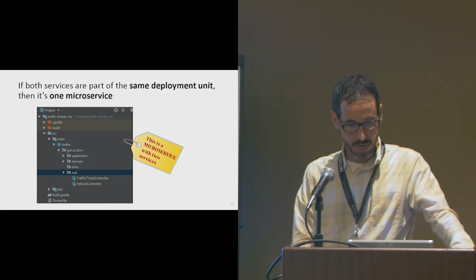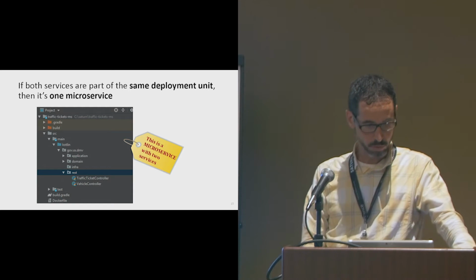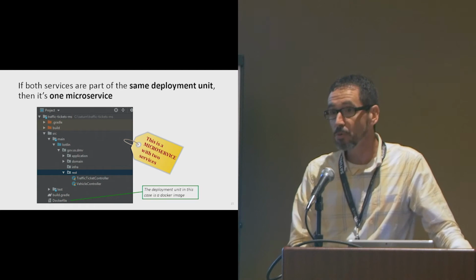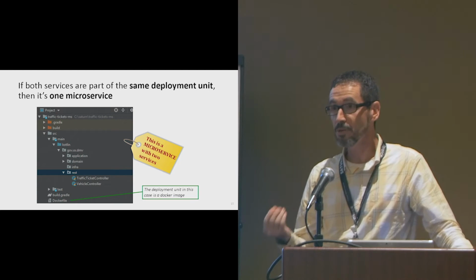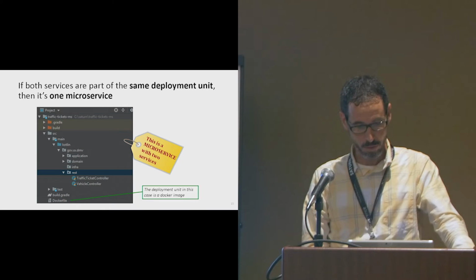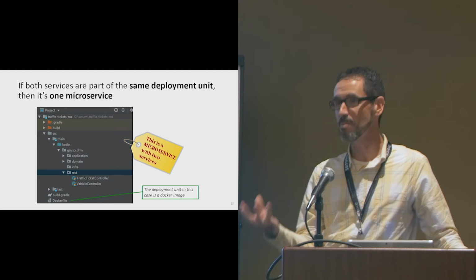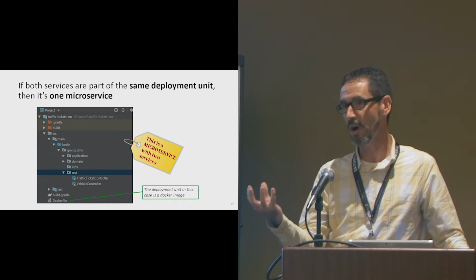So this is a microservice with two services. Since we're seeing the Docker file, we're seeing that these are contained. How do you know this is a single deployment unit? Well, there is a Docker file there. It means it's built as a Docker image, right? That's a single deployment artifact.